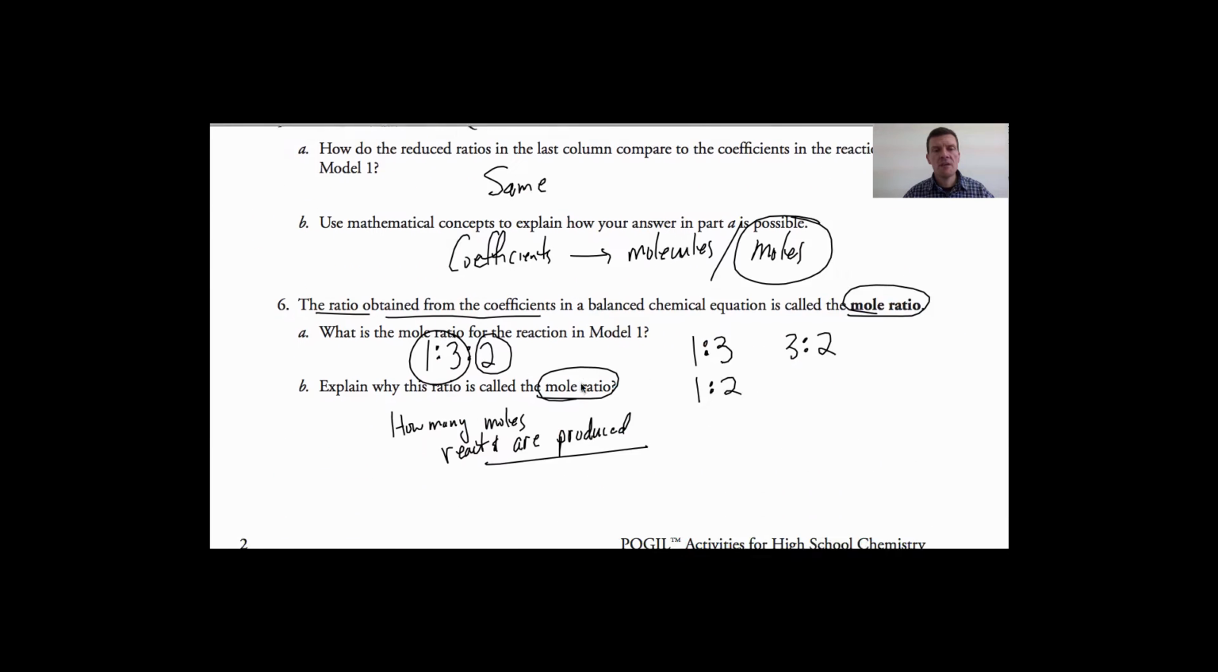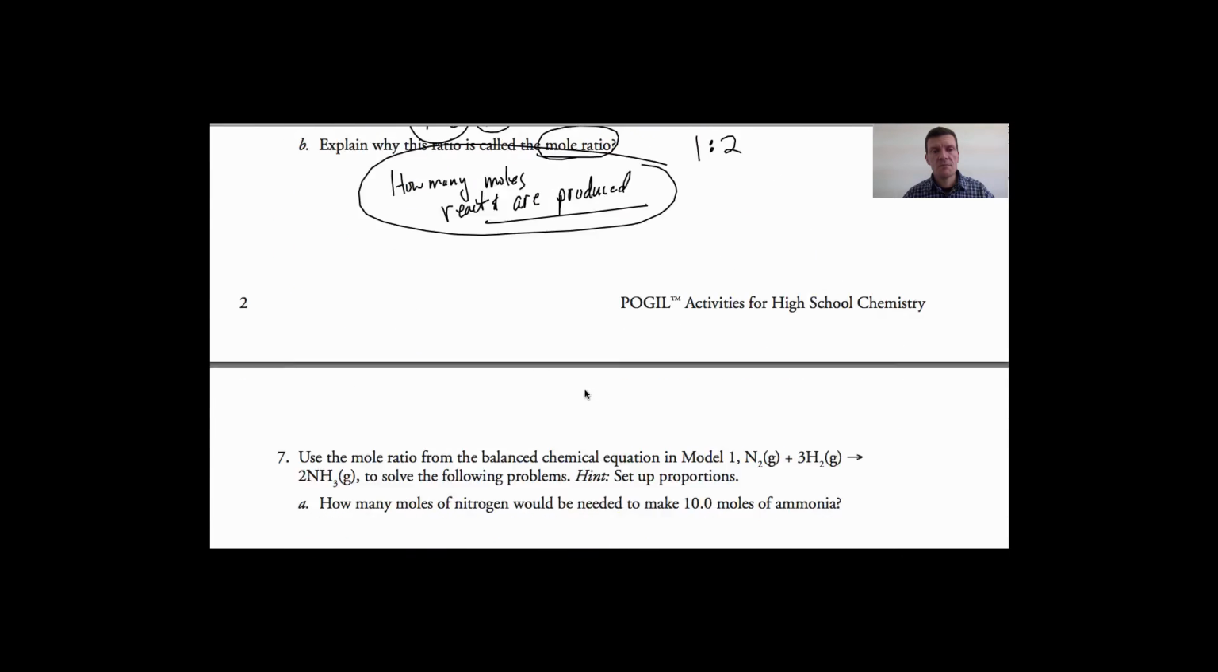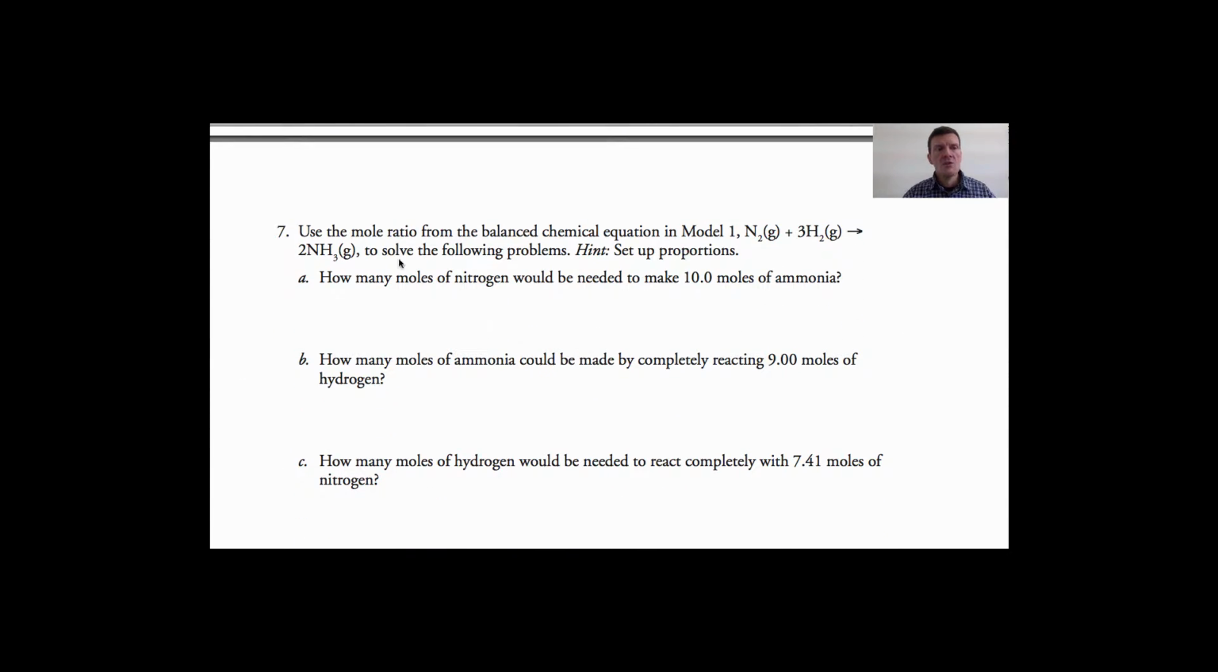We're basically comparing number of particles, and moles is just how many particles. It's a large number of particles, but it's a certain number of particles. It's just a number. Use the mole ratio from the balanced chemical equation in Model 1 to solve the following problems. We're going to set up proportions.